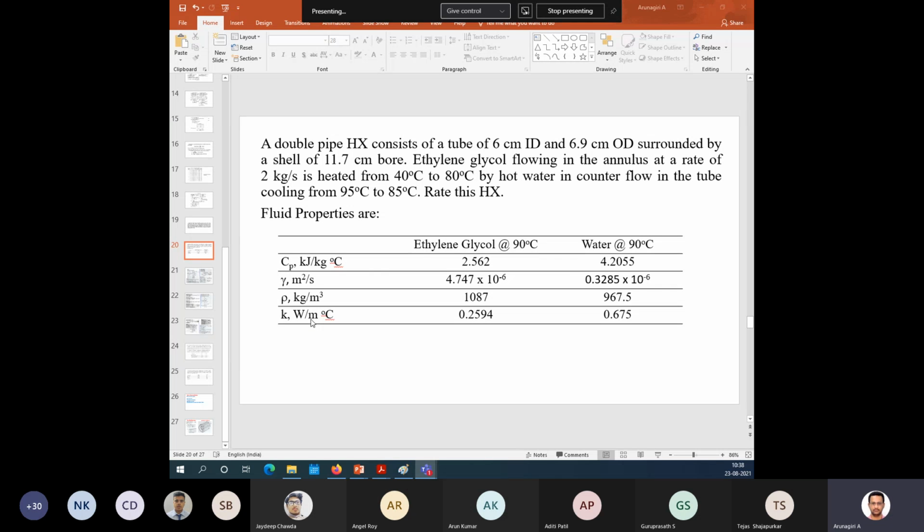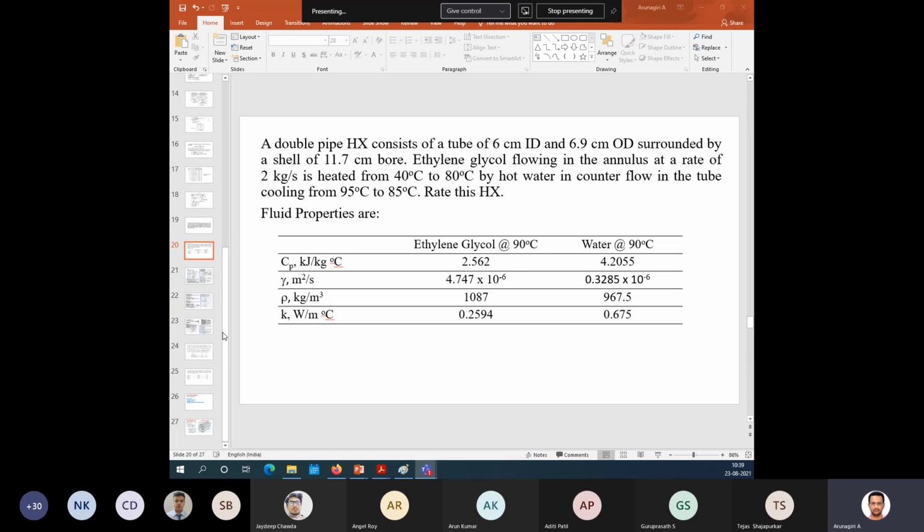In one of the classes we discussed that we have two different types of problem: one is the sizing problem, another one is the rating problem. Sizing problem means we know the mass flow rate of the streams, temperature conditions, inlet and outlet temperatures, and then we know the heat duty. The design procedure I explained in the earlier class is for sizing problems.